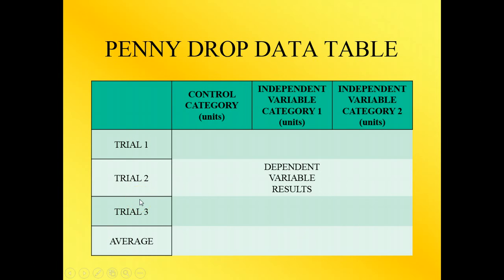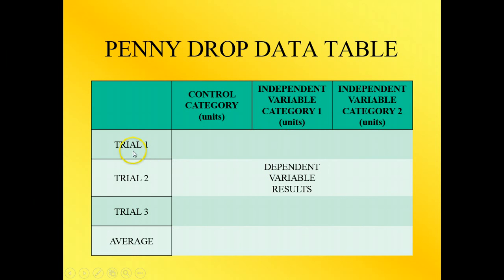Trials are the time or the number of times you repeat the experiment. Your column headers, columns go up and down, so the header is found at the top. Column headers are going to be your control category and the units you're reporting that in, your independent variable category 1, and possibly your independent variable category 2. These actual titles will be different for everybody in the class because you each get to choose what independent variable you want to test. And finally, the results from your experiment will be written in these boxes.